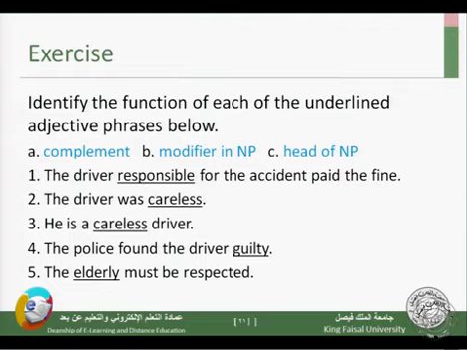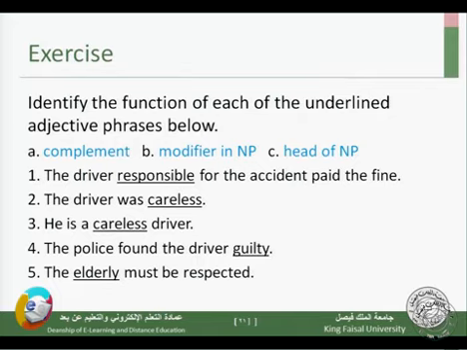But in this case, the police found the driver guilty. That means they proved that he is guilty. They think that the driver is guilty of causing an accident, for example. Guilty is necessary for the completion of the meaning, so it is a complement. In number 4, guilty is a complement. The correct choice is A.